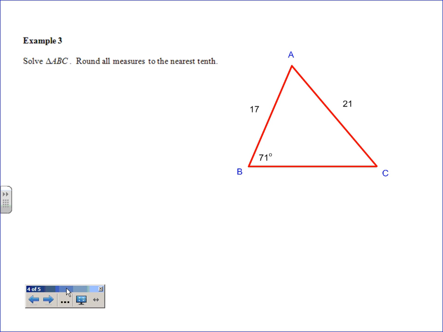You still set it up the same way, and I would start with the pair, sine of 71 over 21 equals. Well, we know the sides go on the bottom, and here's where sometimes people will mess up. They'll just put c on top. It's not just c on top, it's sine of c.